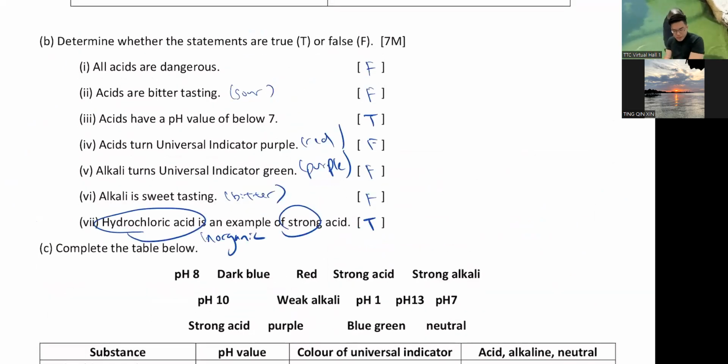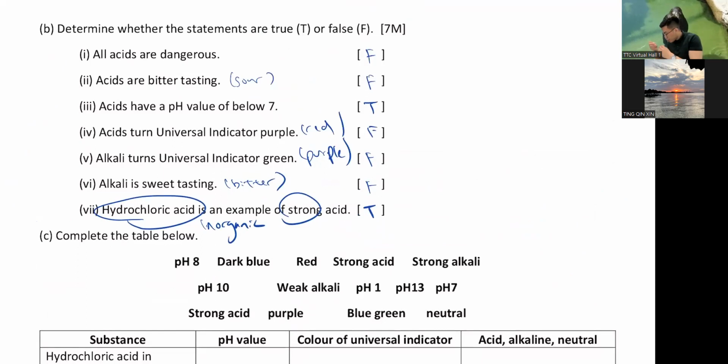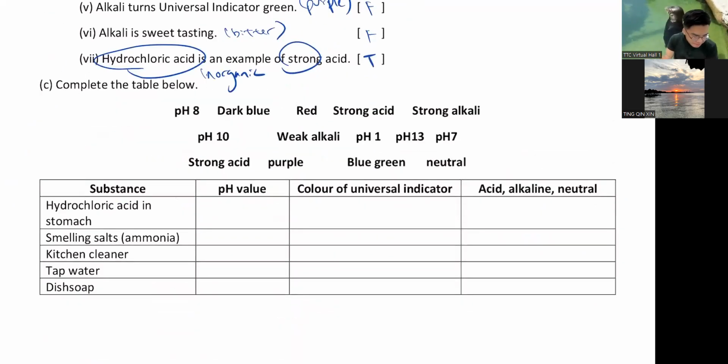Okay, rose one. All right, so next. Okay, let's look at question C. Okay, question C. Complete the table below. Okay, this is quite easy, I think. All right, so let's look at the first one first. Okay, so hydrochloric acid in the stomach. Okay, you will learn this in year 8. Year 8 你会学到这个东西。你的胃 stomach inside has an acid called hydrochloric acid.